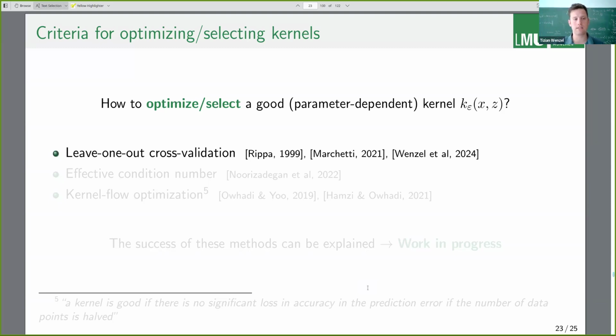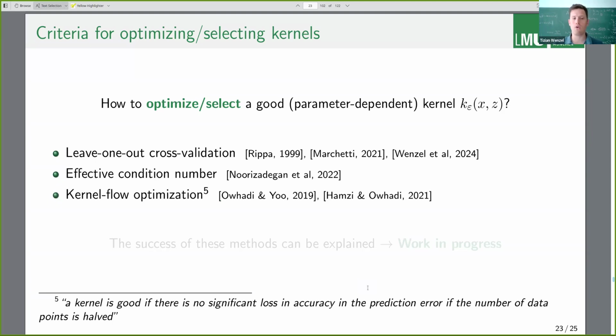For example, there is this leave one out cross-validation method, which was introduced by Rippa and analyzed and used later on as well. There are also strategies which work with effective condition number, or there's, for example, also some kernel flow optimization, which is also used by Owhadi. And the idea here is that the kernel is good if there is no significant loss in accuracy in the prediction error if the number of data points is halved.